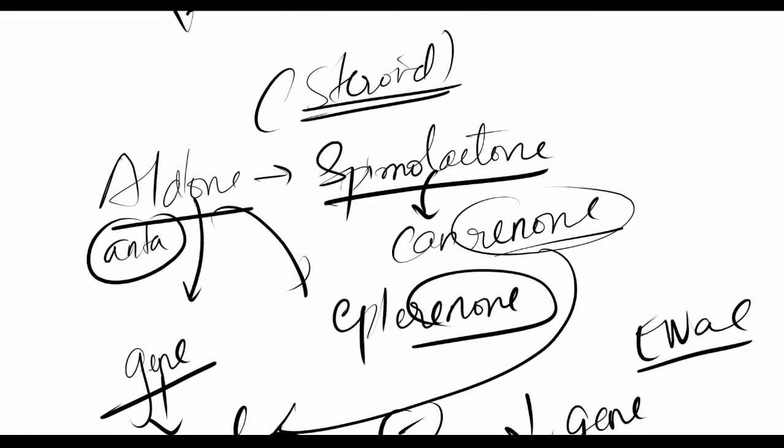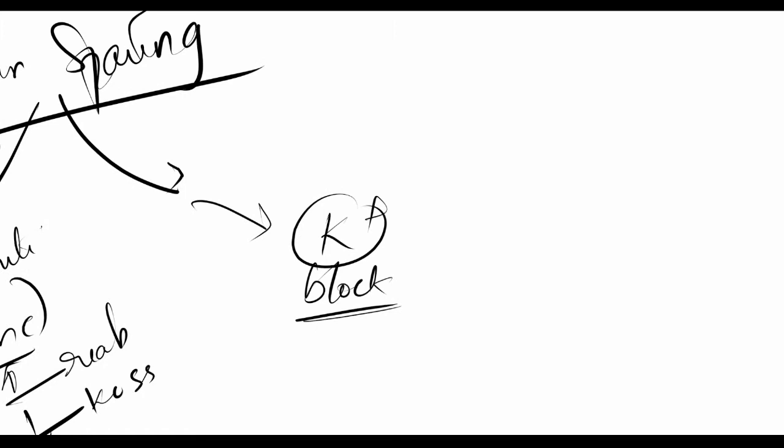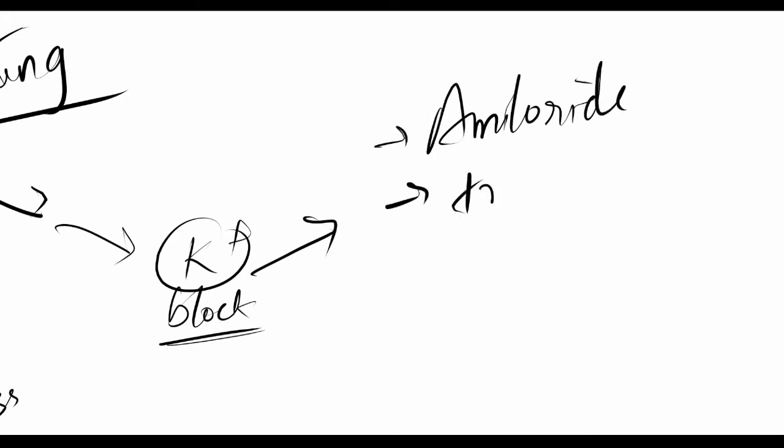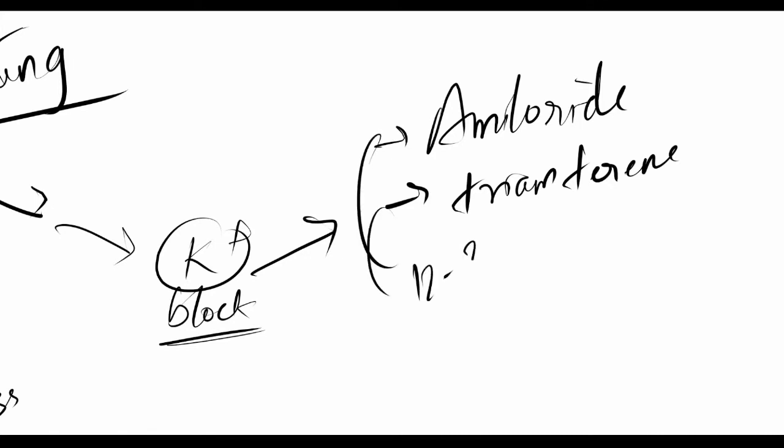Now what about the second class of drugs, the ones that directly block the channels? They are amiloride and triamterene. The good thing about them is they have a short onset and a duration of action of 12 to 24 hours.